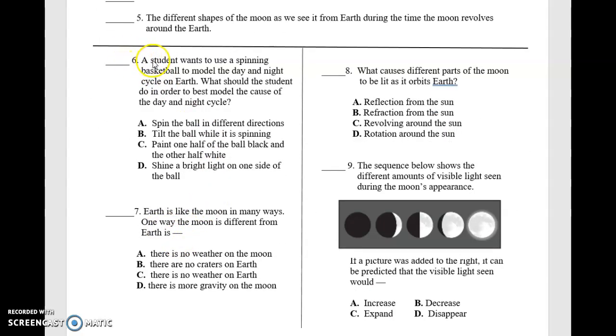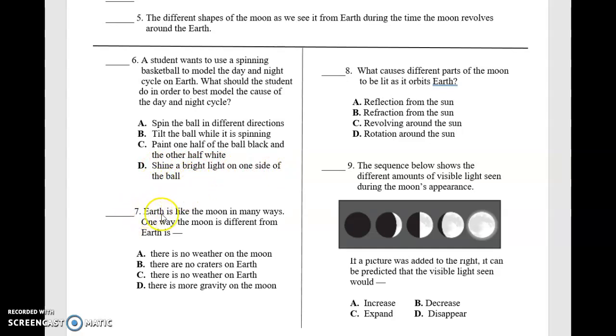Number 6. A student wants to use a spinning basketball to model the day and night cycle on Earth. What should the student do in order to best model the cause of the day and night cycle? A. Spin the ball in different directions. B. Tilt the ball while it is spinning. C. Paint one half of the ball black and the other half white. D. Shine a bright light on one side of the ball.